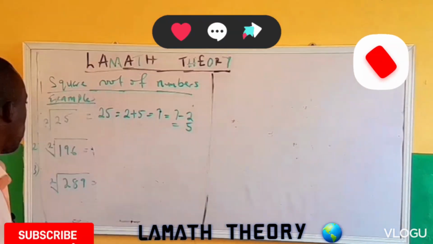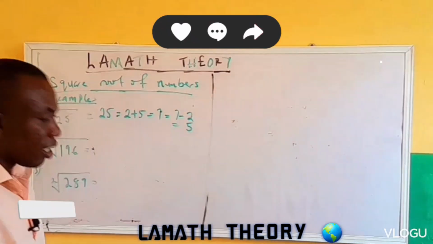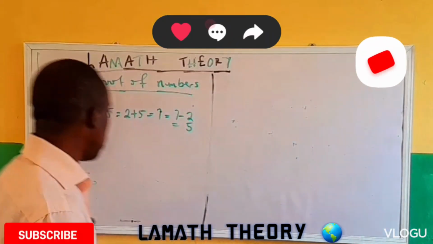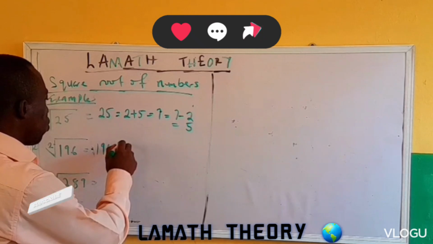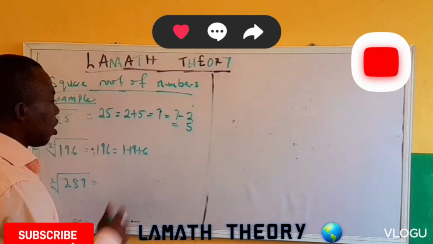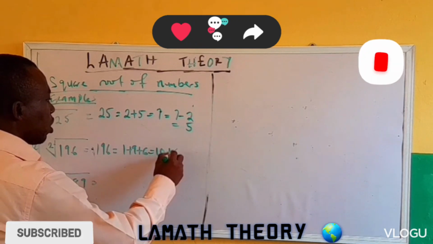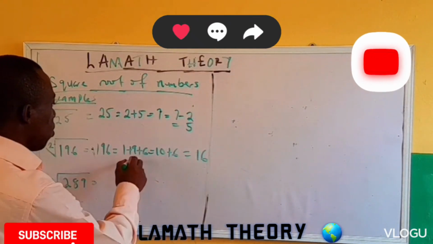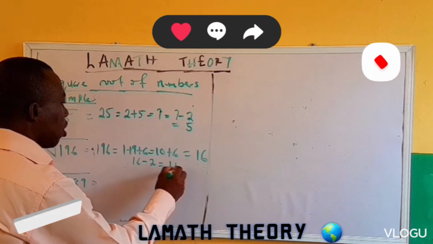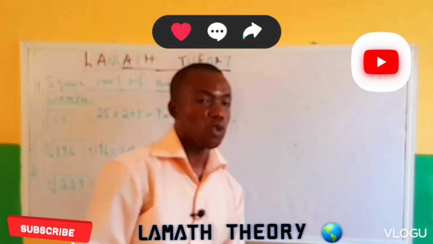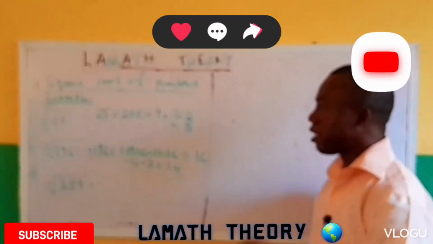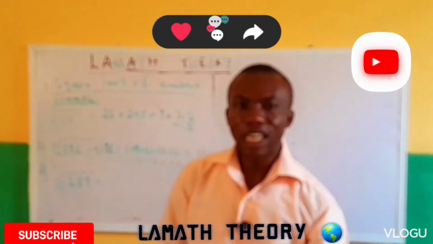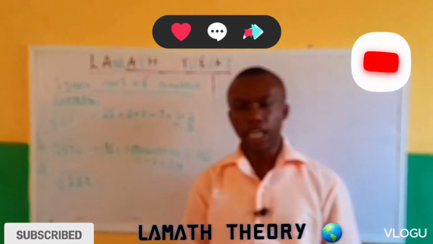Now let's move on to the next question: 196. I repeat the 196 and introduce addition in between: 1 plus 9 plus 6. 10 plus 6 gives me 16. I subtract the 2 from it, so 16 minus 2 is 14. So the square root of 196 is 14, because 14 times 14 is 196.